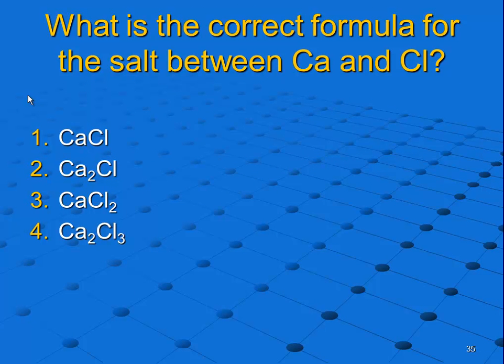We know that calcium coming out of group 2 is going to be charged 2+. Chlorine, coming from the right side of the periodic table, is negatively charged, it has a charge of 1-. So it's going to take 2 chlorines for every 1 calcium for them to neutralize, and the correct choice here for the formula would be choice 3, CaCl2.